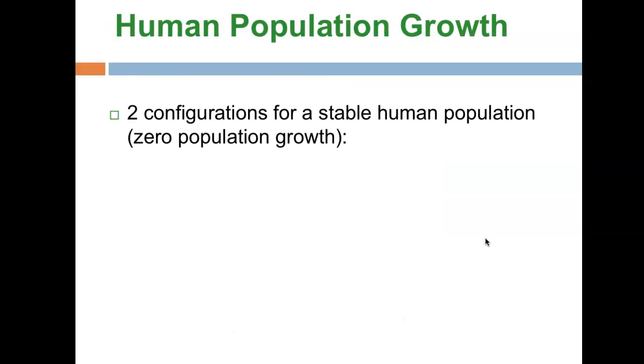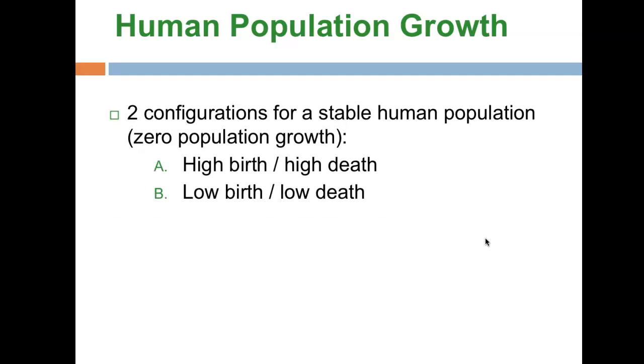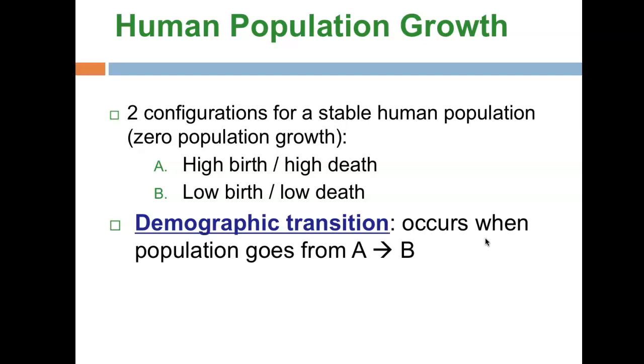All right, we are almost done here. Just a last thing about human population growth. You have two types: type A and type B population growth. Type A is high birth, high death. Type B is low birth, low death. Usually your less educated, less advanced places are going to be type A. Your more educated, more advanced places are going to be type B. And as a place transitions from type A to type B, that's called a demographic transition.